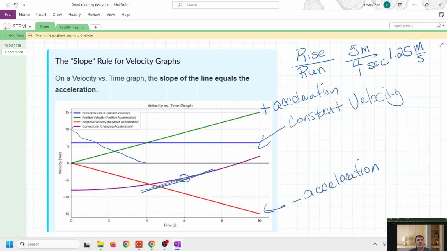I think so. Go ahead and do the concept in action. Just walk through that. Make sure you understand the whole slope thing, the whole position versus time, and velocity versus time graphs.